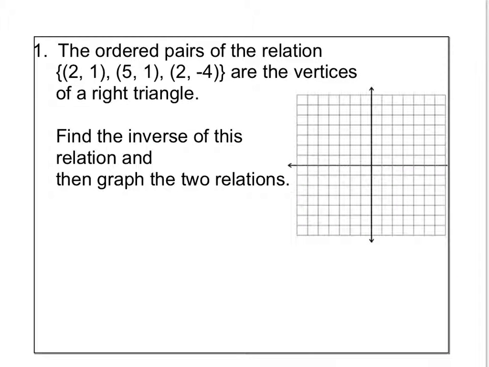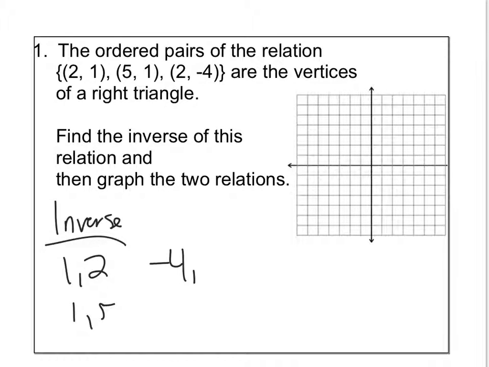So the ordered pairs of the relation (2, 1), (5, 1), (2, negative 4) are the vertices of a right triangle. Find the inverse of this relation and then graph the two relations. So your inverse then is going to be (1, 2), (1, 5), (negative 4, 2). So (2, 1) will be right here, (5, 1) will be right here, (2, negative 4) will be right here. So there's your original right triangle.